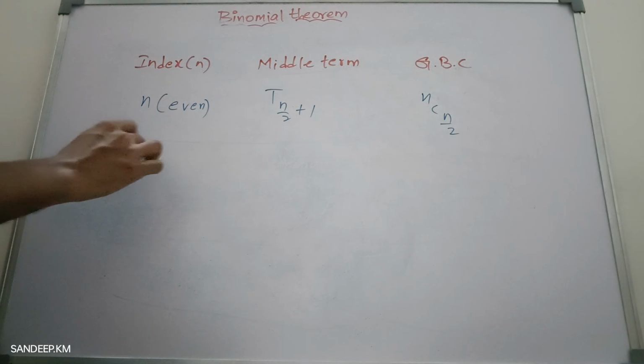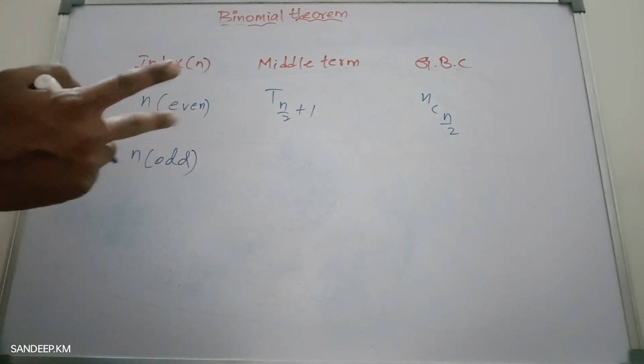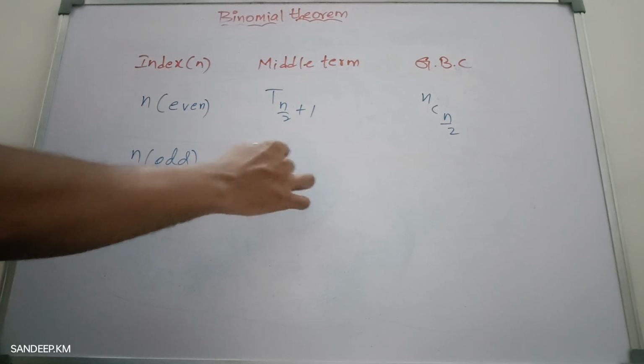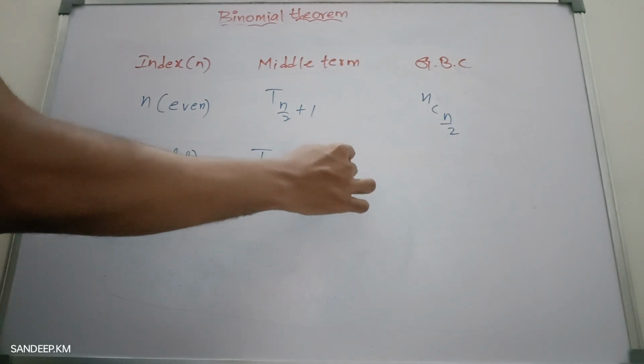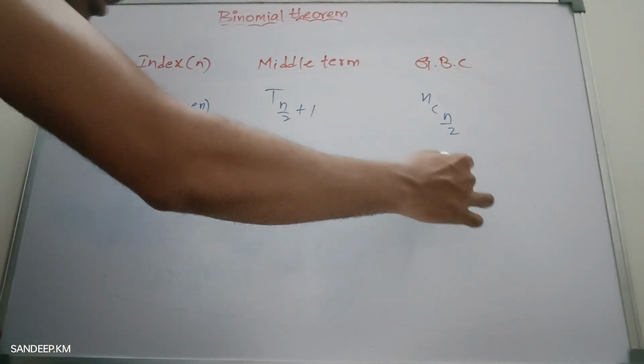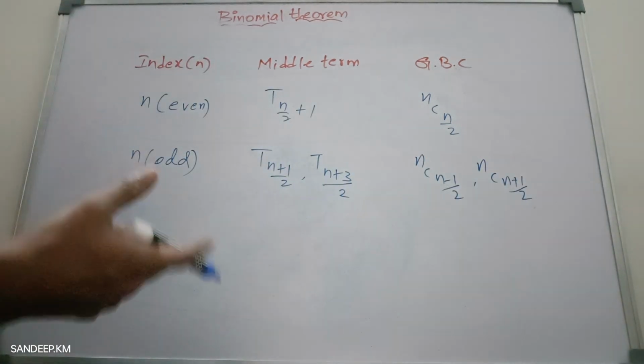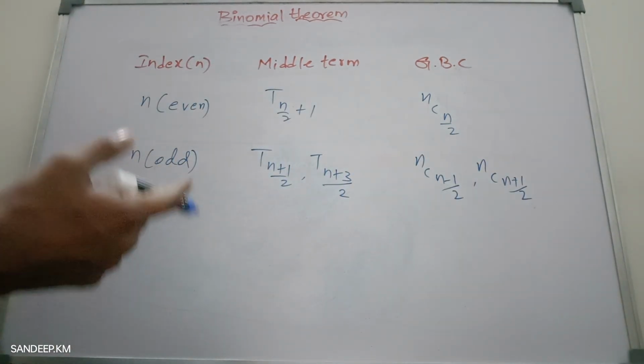And if n is an odd number, then the number of terms is even. So we have got two middle terms. Who are the two middle terms? T((n+1)/2) and T((n+3)/2). There are two middle terms. And what about the greatest binomial coefficients? They are nC((n-1)/2) and nC((n+1)/2). These are the two greatest binomial coefficients.